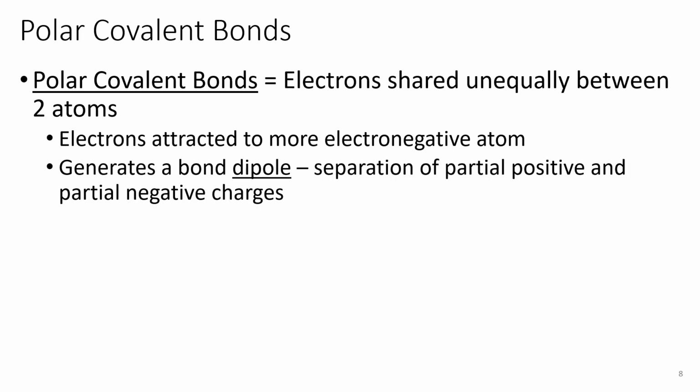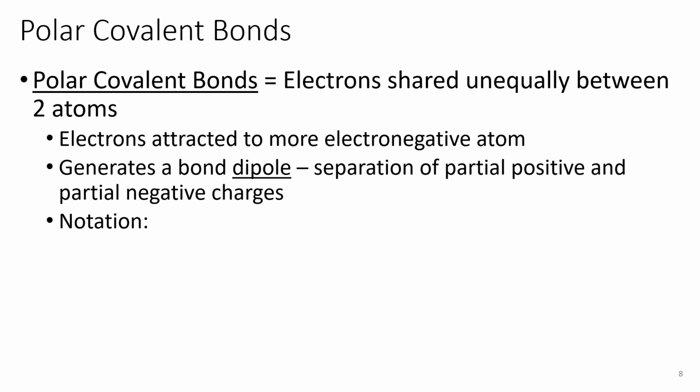What we are going to see is a bond dipole being formed. And this is the separation of a partial positive and a partial negative charge. So we're still sharing the electrons, which is why we don't see an ionic separation, but we do still see a separation of charges because the electrons, the negatively charged particles, are going closer to one atom than the other, which is causing this charge separation, this bond dipole.